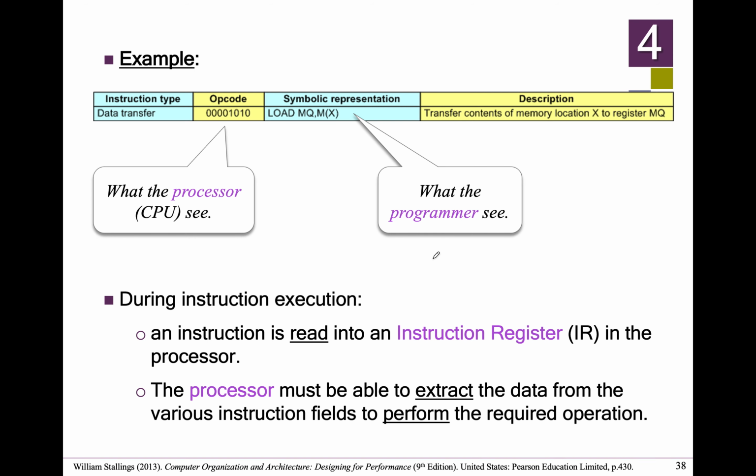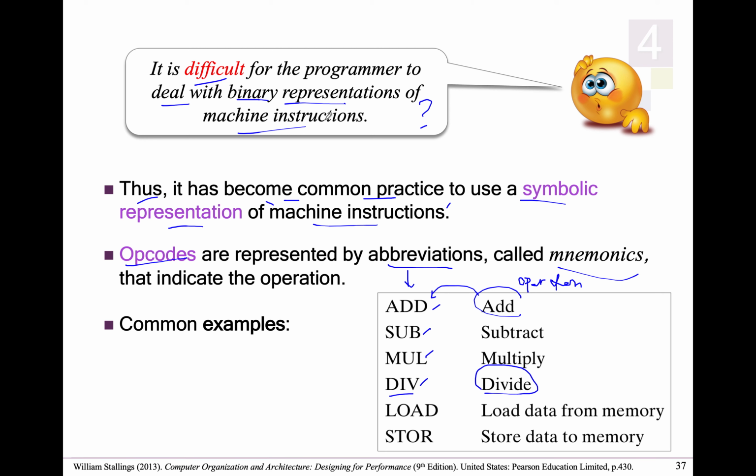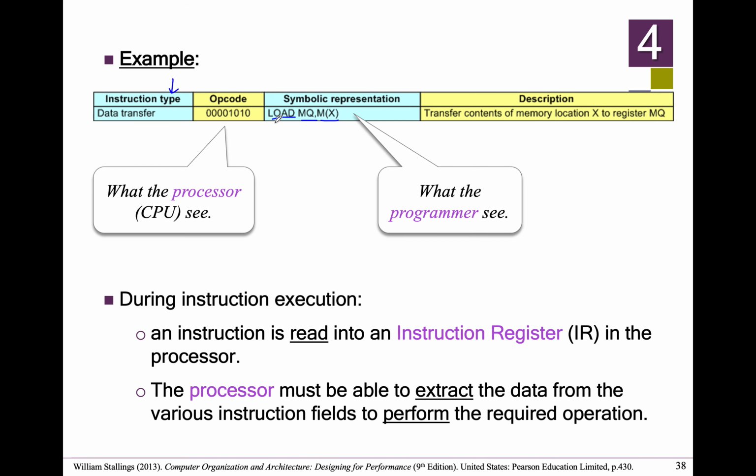Okay, this is the example for you when you have the instruction code. Let's say over here you have the instruction type. What is the type of your instruction? And you are going to see over here is load MQ, M(X). Okay, you can see load, which is load data from memory. So in this example it is used to load data from the memory. It is using a data transfer.